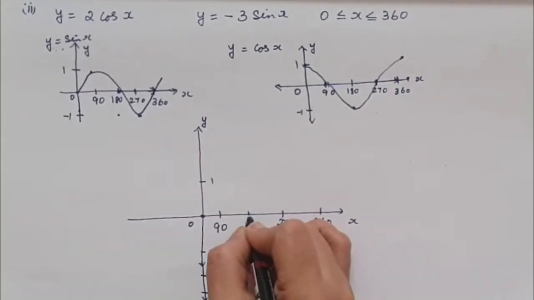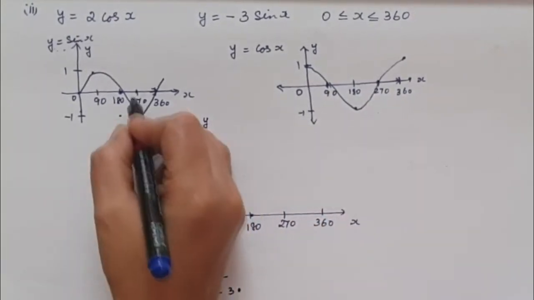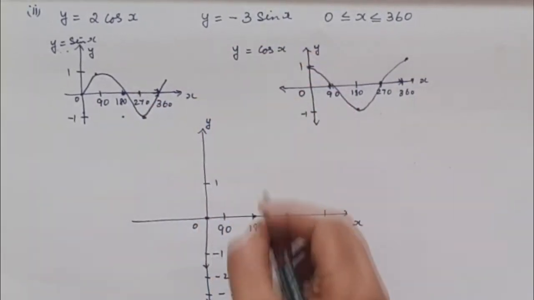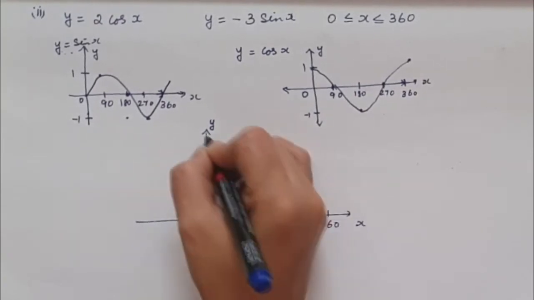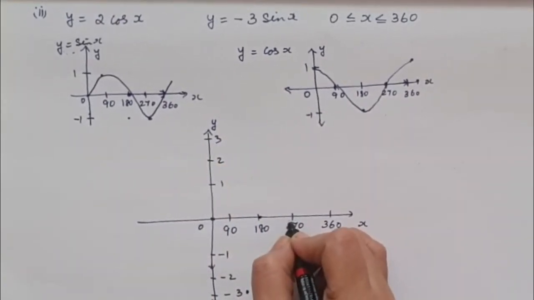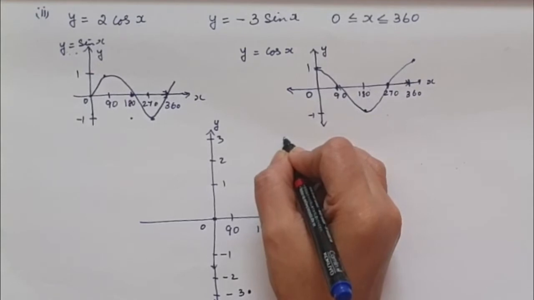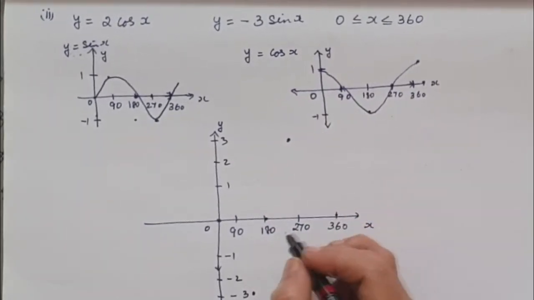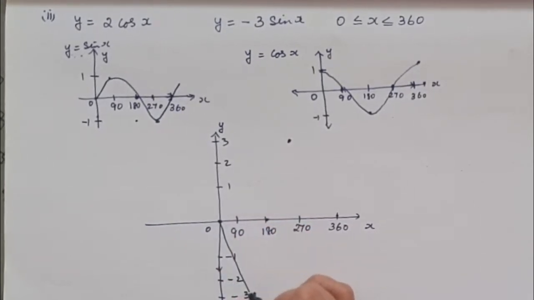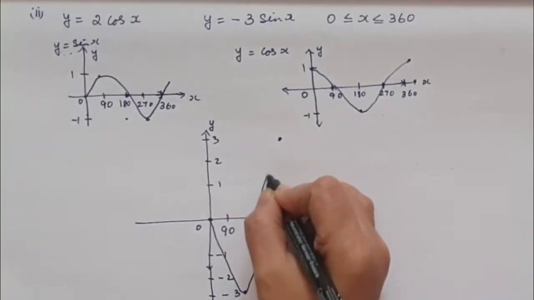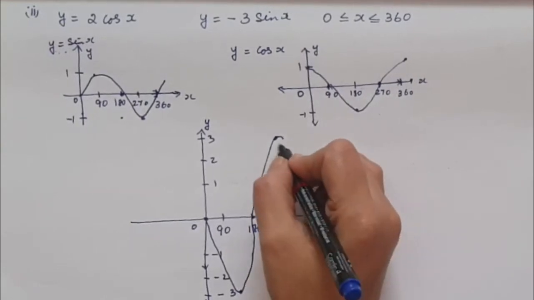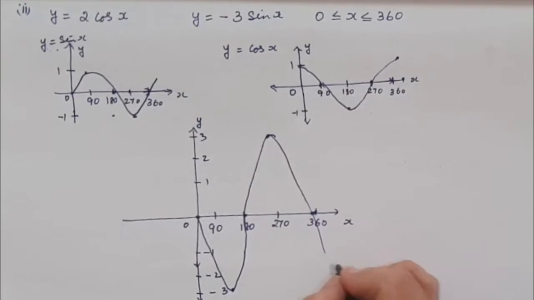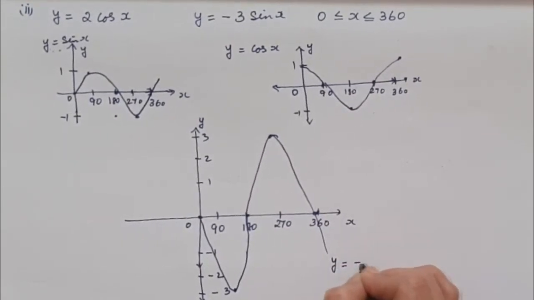Then this 0, 0 will not change. Now our 270, that is negative 1. Negative 1 multiplied by 3 will give us a positive 3, so this also goes above. For 270, it will go to positive 3. And then our 360 will remain as 0 only. So our graph will become like this, an elongated or extended one. It goes up to 360 like this.